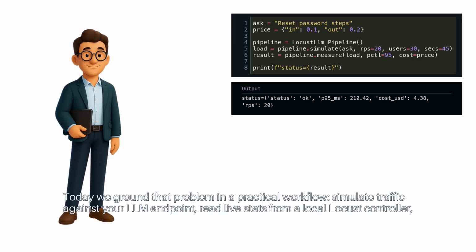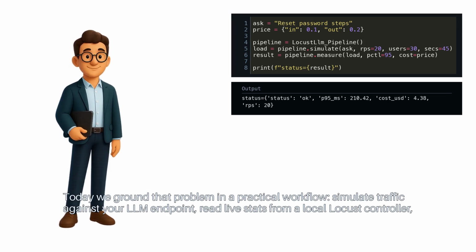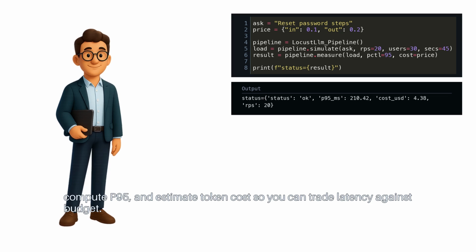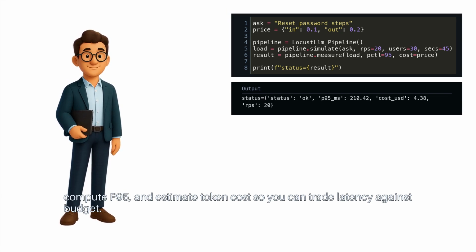Today, we ground that problem in a practical workflow. Simulate traffic against your LLM endpoint. Read live stats from a local Locust controller. Compute P95 and estimate token cost so you can trade latency against budget.